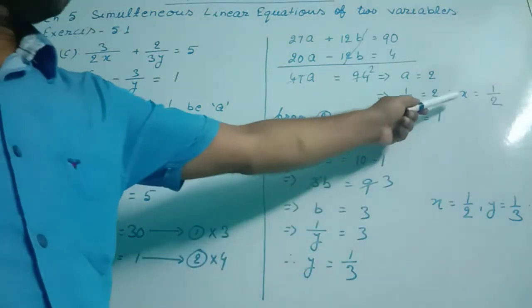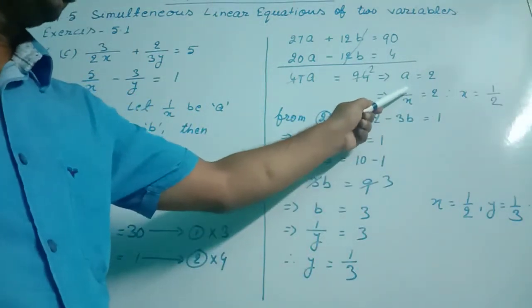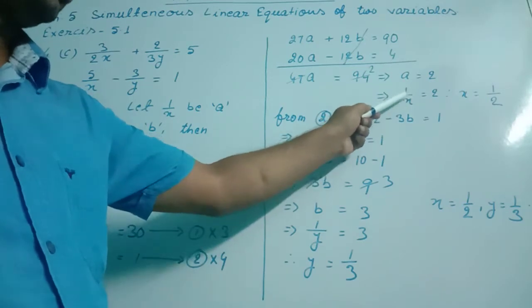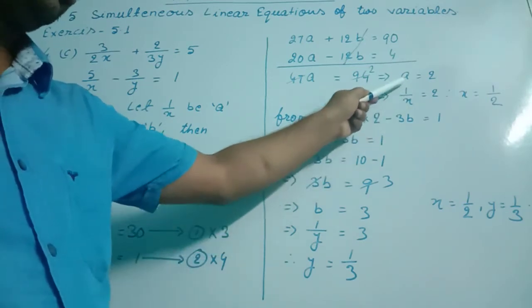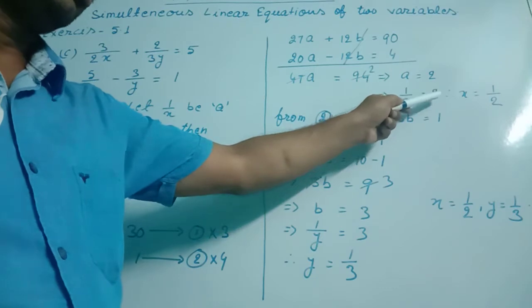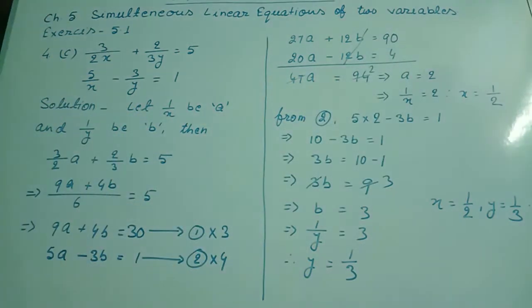The value of x, if it will go up, means we write the reciprocal of this, then x will go up. So for that we write the reciprocal of 2, that will be equal to 1 by 2.